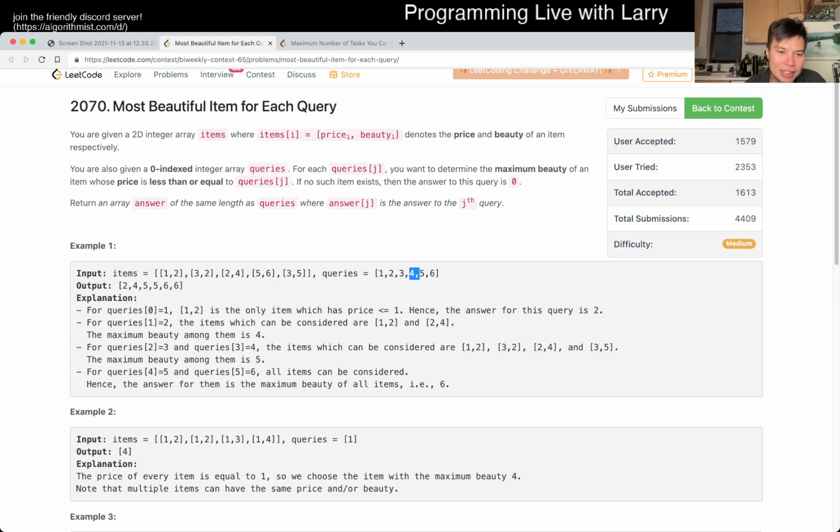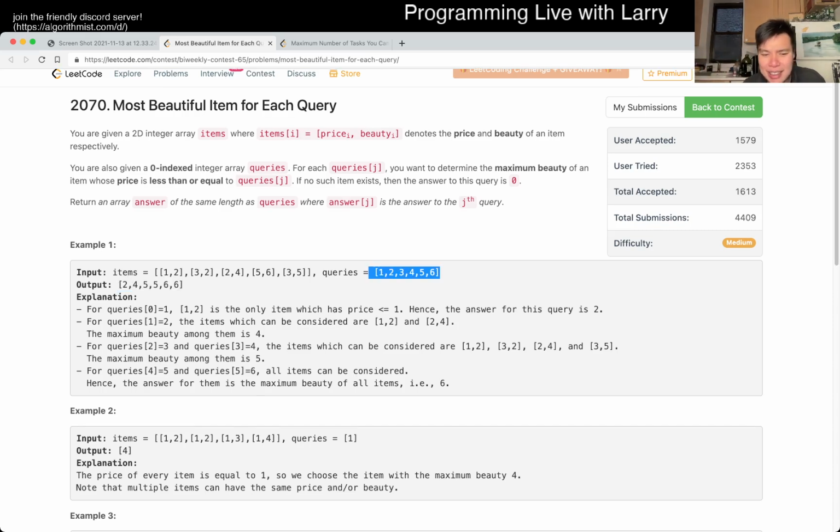At four, you're only at three, so the number is still five. And then at five, you get six, and so forth. After you sort it, it's going to be monotonically increasing. So that's basically the idea: you sort the queries, you sort the items, and then you process the items as long as they're smaller than the queries, and put the output in a way that matches your original query. So I hope that makes sense.